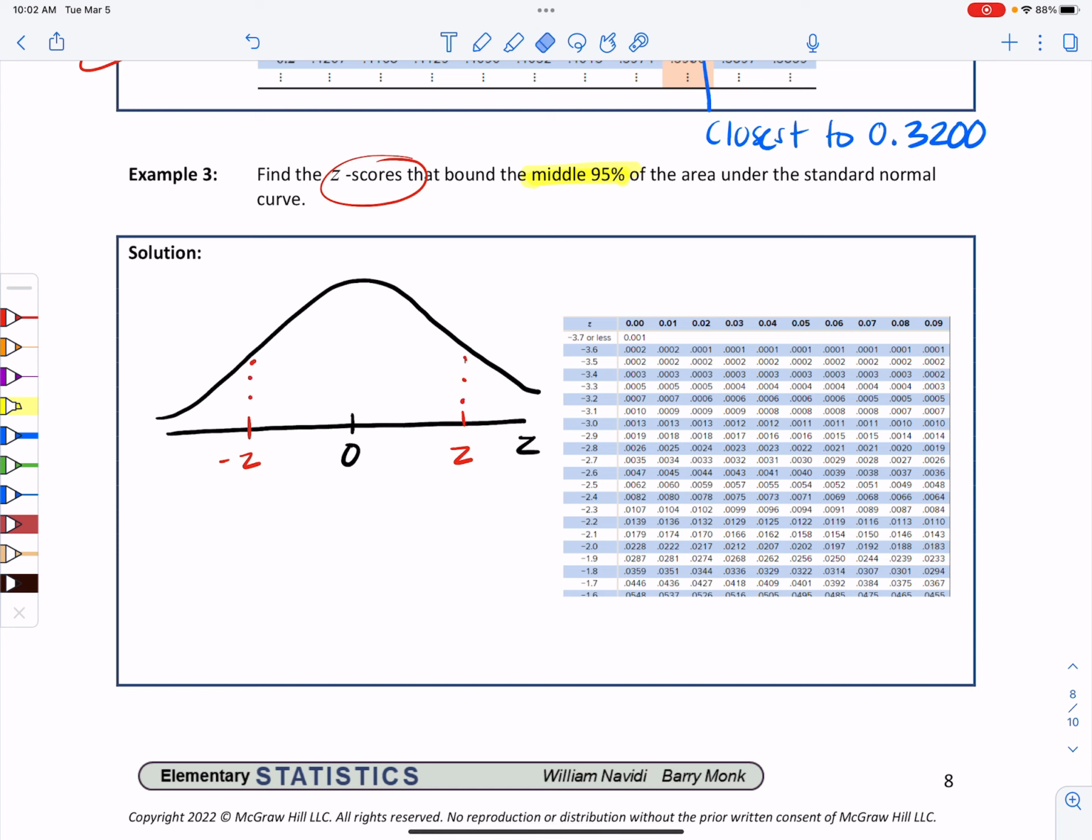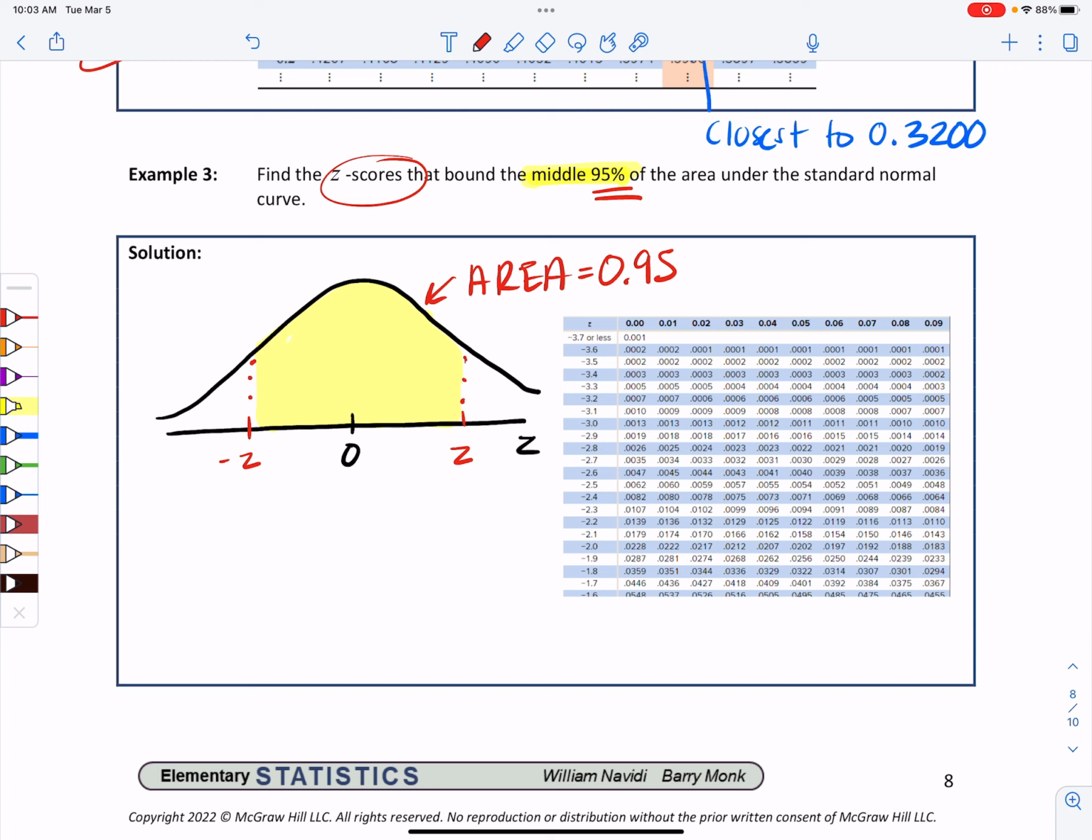Now the area that you're given here is the area in between, right? In the middle of the curve. And this given area is 95%, which in decimal form would be 0.95.